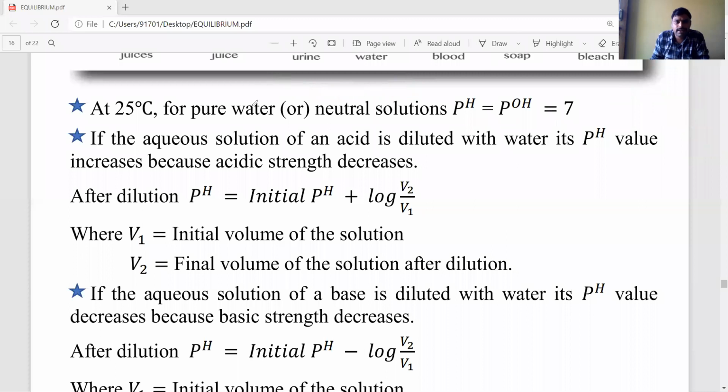So for example, take an aqueous solution of an acid. In a beaker, you are taking acid. To this acid, you are adding some water. That is called dilution. The acid becomes diluted.